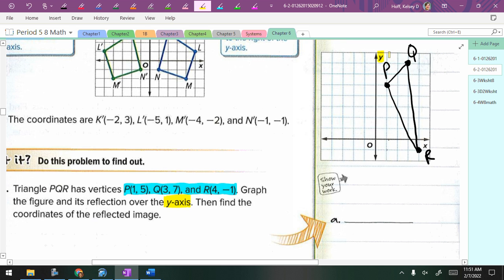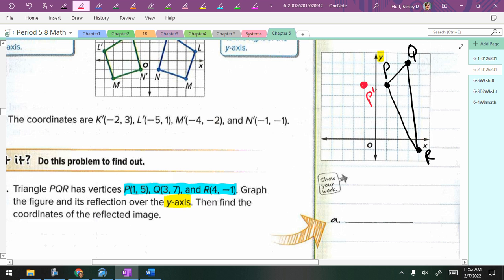The y-axis runs vertically. So PQR is on the right, and it's going to reflect over to be on the left. So what you need to ask yourself is, okay, from that y-axis, how far away is P? 1 on the right. So when I reflect it, it's going to end up 1 on the left. Don't change its height, but what should I label it? P prime with that tick mark.